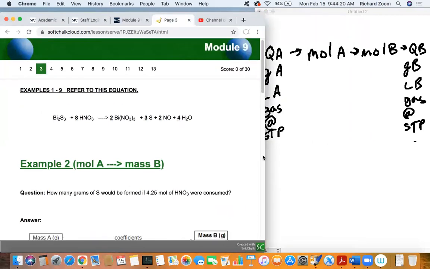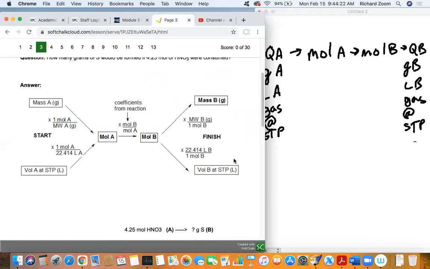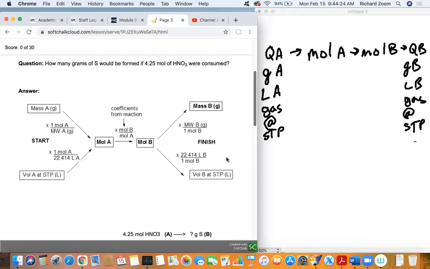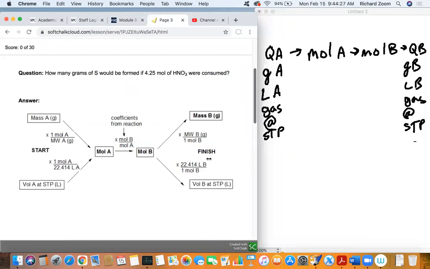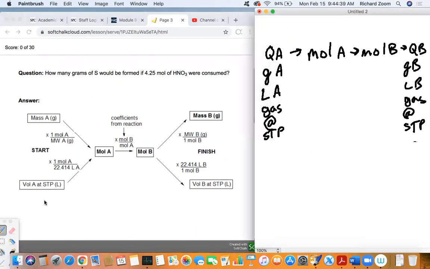All right, does anybody have any other questions about this? Okay. So let's look at this one. We've got how many grams of S would be formed if 4.25 moles of HNO3 were consumed. Again, just ignore the formed and consumed. It really doesn't matter that much. But we are starting out with 4.25 moles of HNO3. I can see that in the problem.